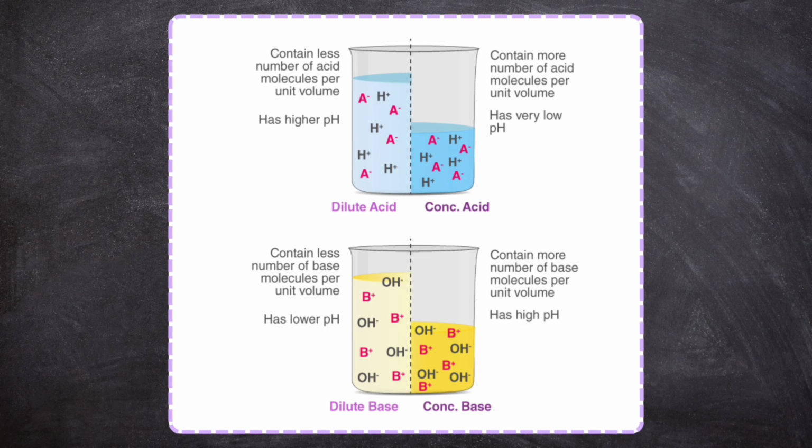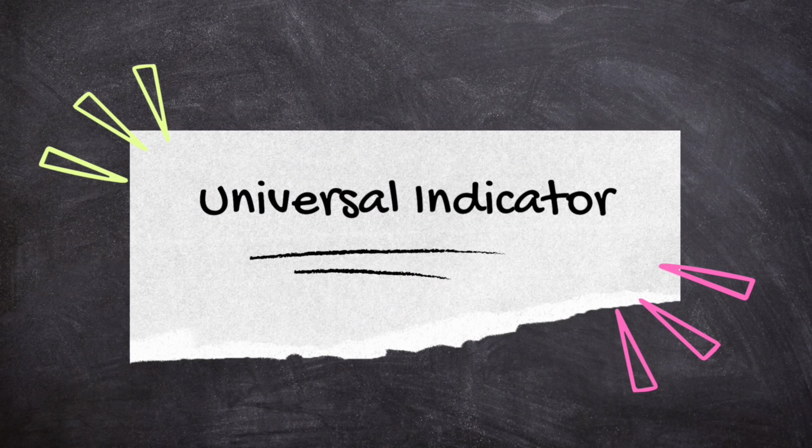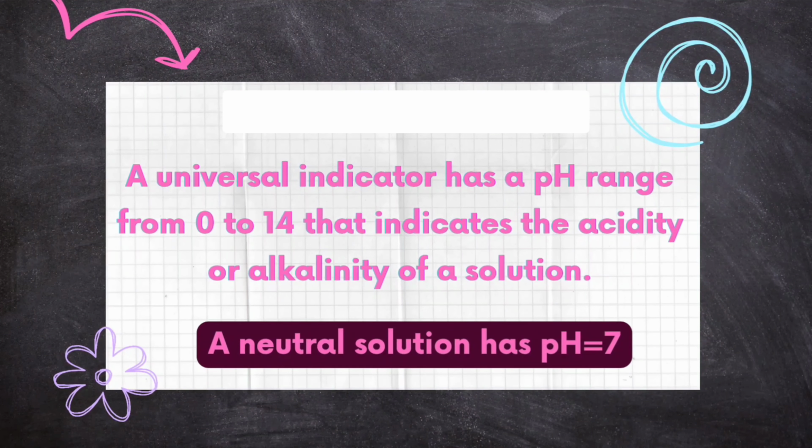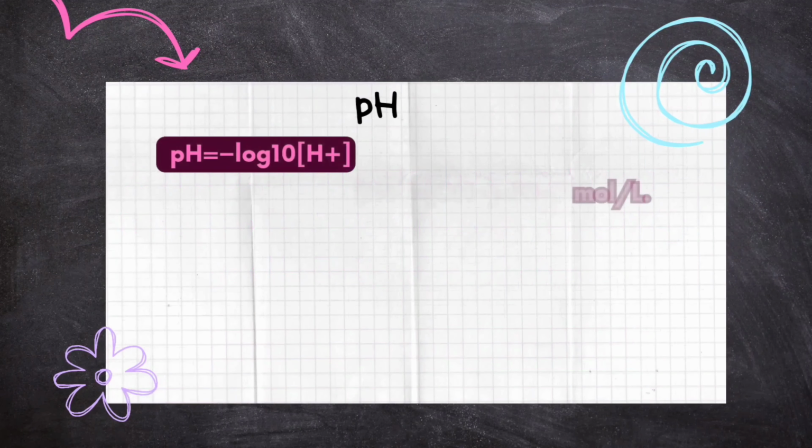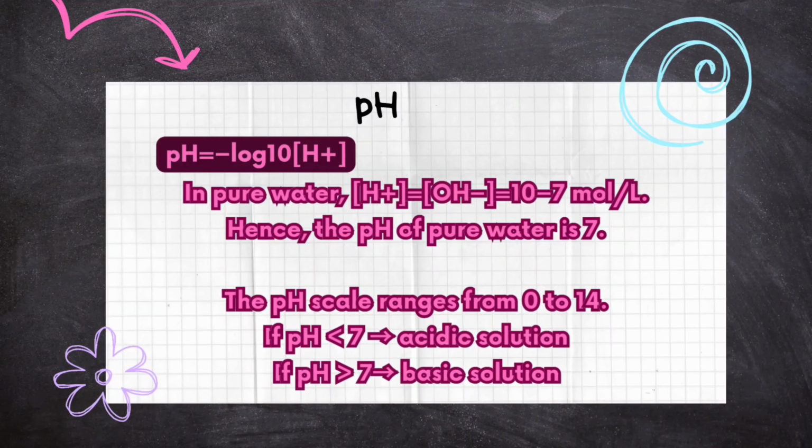Universal indicator. A universal indicator has a pH range from 0 to 14 that indicates the acidity or alkalinity of a solution. A neutral solution has pH equals 7. pH equals minus log10 [H+]. In pure water, [H+] equals [OH-] equals 10^-7 moles per liter. Hence, the pH of pure water is 7.